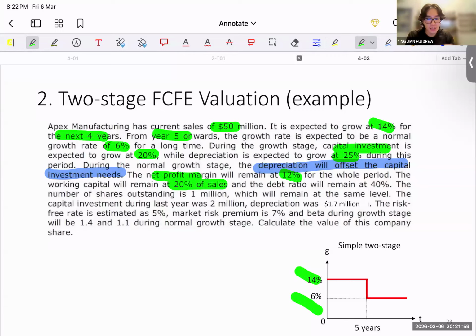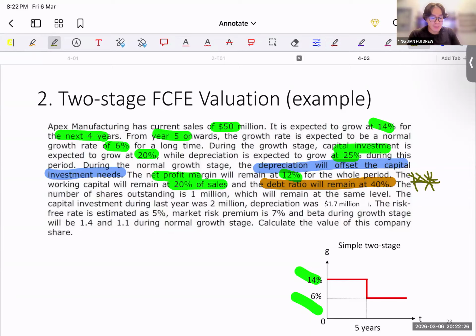And okay, so this is important. They give you the debt ratio, which remains at 40%. So once they give you the debt ratio, I'll put a star here, right? Whenever you look at a question and it gives you a debt ratio, put a star here because this means that they want you to use the 1 minus debt ratio formulation, right? So long as they give you a debt ratio, please use the 1 minus debt ratio formulation to calculate your numerator, which is your FCFE.